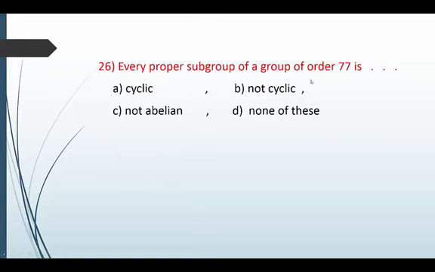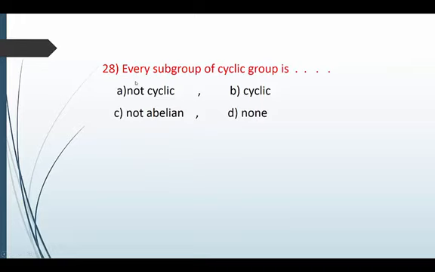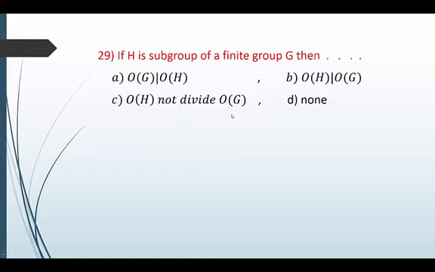26. Every proper subgroup of a group of order 77 is, A option, cyclic. 27. If G is a finite group of order 15, then order of proper subgroups of G are ___. 15 is the product of 3 into 5. So 3 and 5, subgroups of order. Answer is C, option 3, 5. 28. Every subgroup of a cyclic group is, B option, cyclic. Every subgroup of a cyclic group is cyclic.